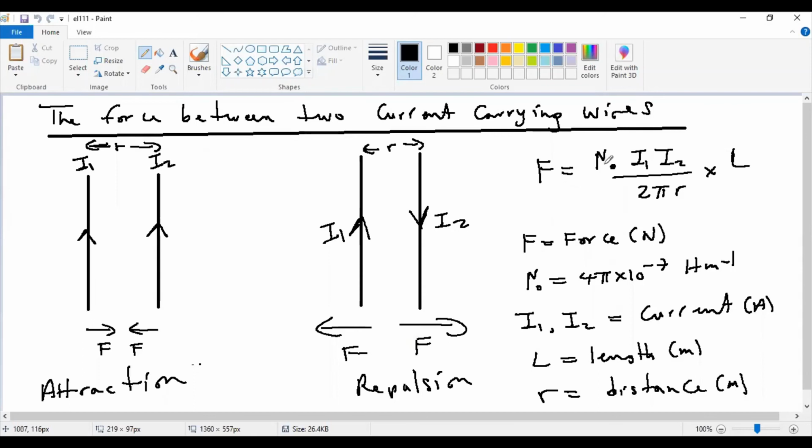All right, so F equals mu naught I1 times I2 times L, all divided by 2 pi R. Of course, all of these variables are defined.